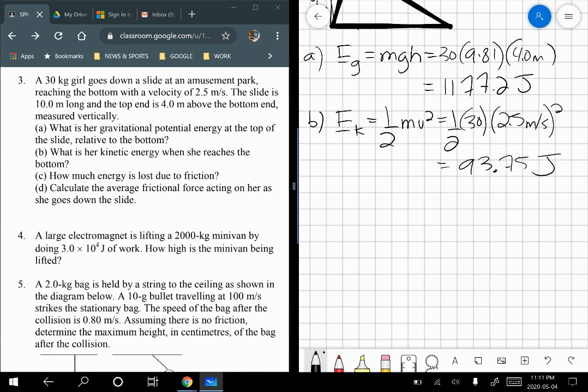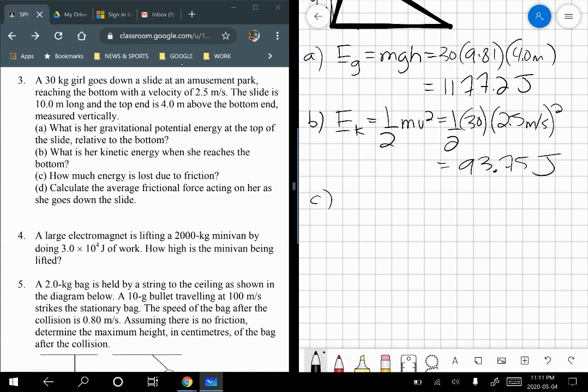And you can see a lot of energy was lost. Most of the energy was lost due to friction. That's kind of the point of the slide. If you were going to conserve your energy, you wouldn't use the slide, you'd just jump off and let gravity pull you down. The slide is there to use friction so that you don't come crashing down 4 meters to the ground, or however high the slide is.